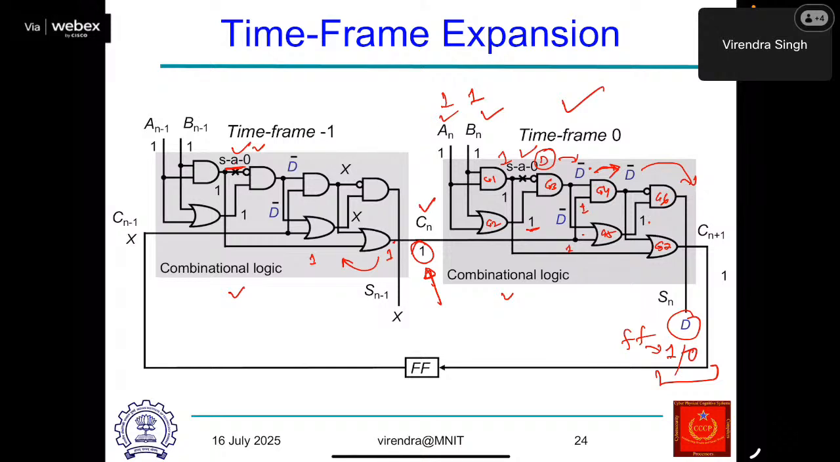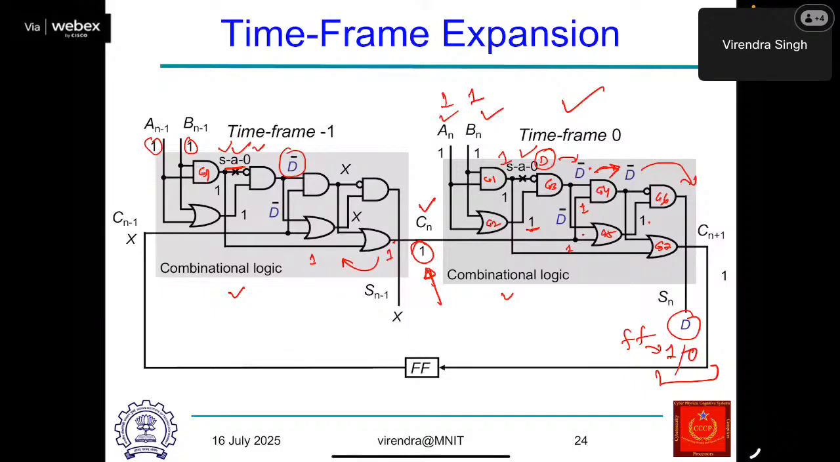Now there are 2 inputs. Let's say that here I will choose this one input which is coming from gate G1. If this comes from gate G1, I want 1 from here. If I want 1 from here, that means I have to have 1 1 from AN minus 1 and BN minus 1, that is the last time cycle. Now when I have 1 1 over here, this fault also excites, and that excited fault will give me D bar over here.